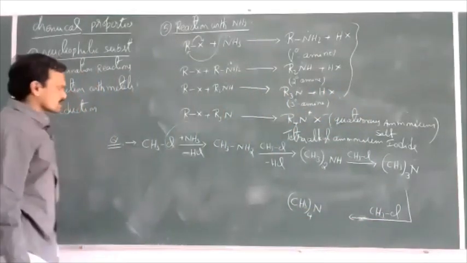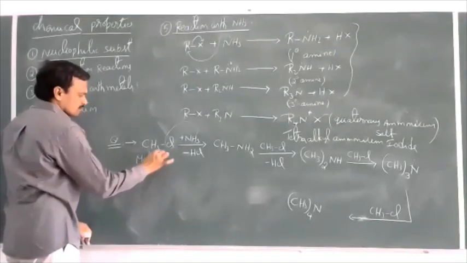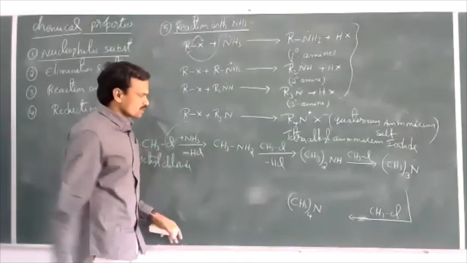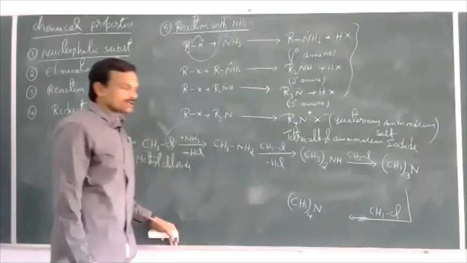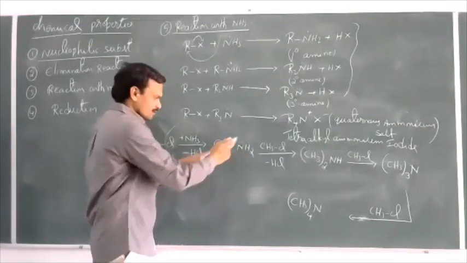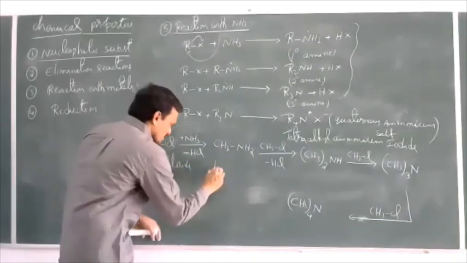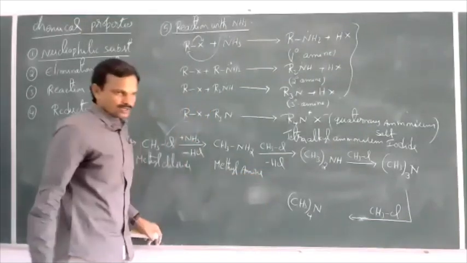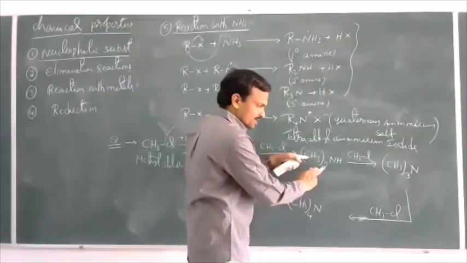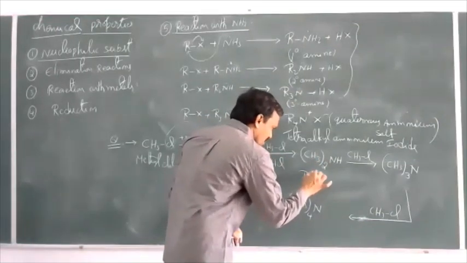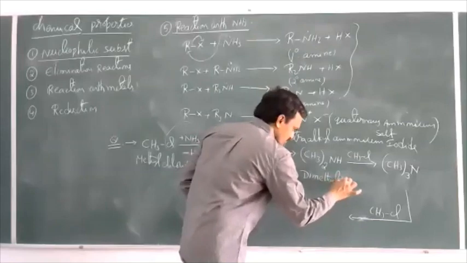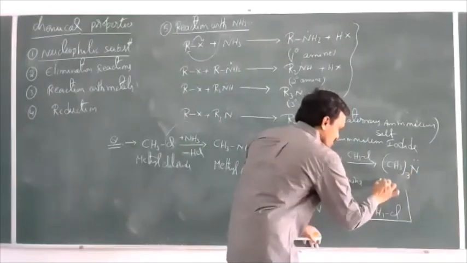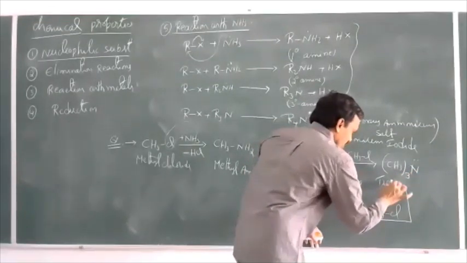Let us see what are the names of the products. This is methyl chloride. What about this? So this is an amine. According to common system, these are named as alkyl amine. What is the alkyl group here? Methyl. So this is methyl, and the functional group is amine: methylamine. Now come to this. How many methyl groups are here? Two methyl groups. And this is named as dimethylamine. Whereas if you take this one, here three alkyl groups are there. This is trimethylamine.